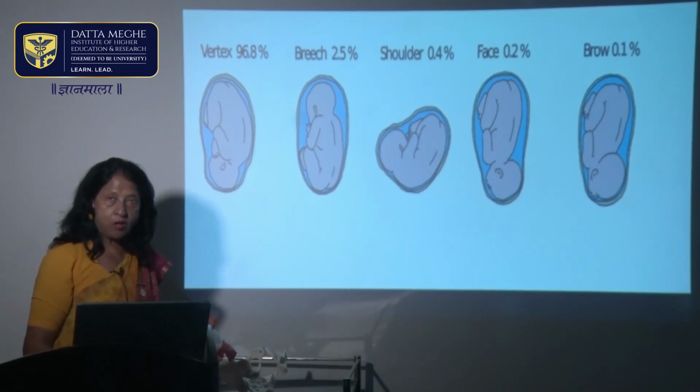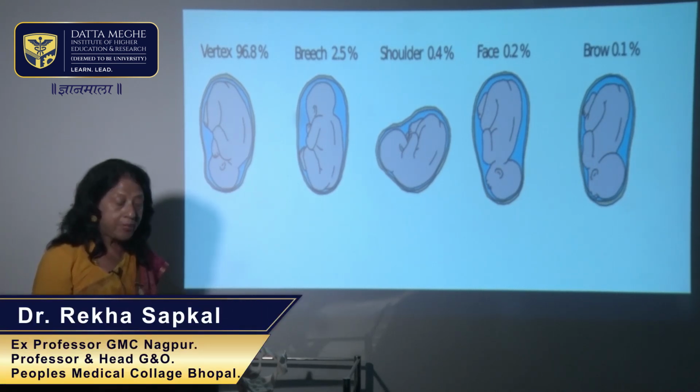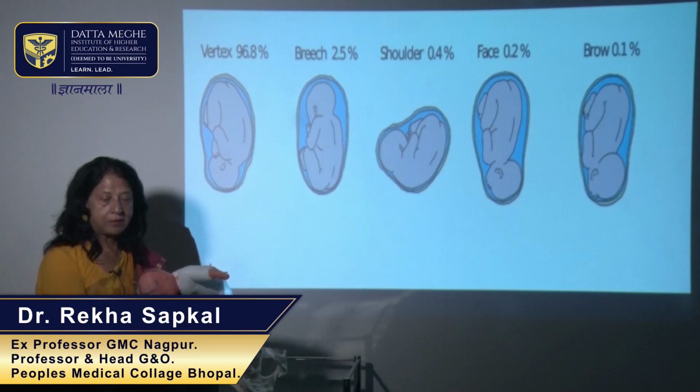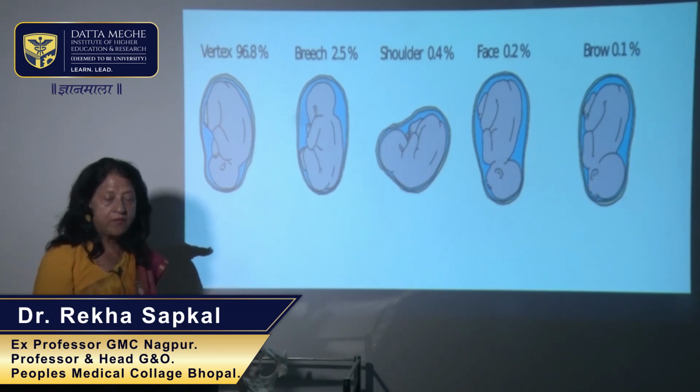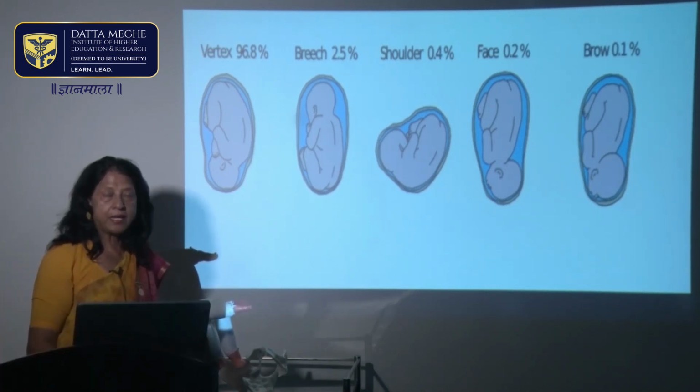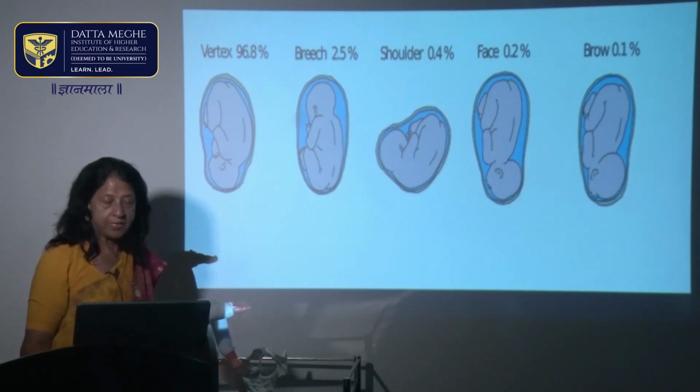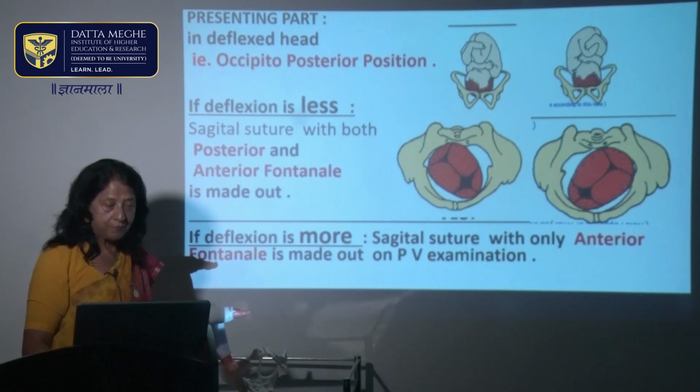Vertex presentation is commonest, 96.8%. After that comes the breech, means the podalic pole is low down. Next one is the shoulder, then face, and brow is the rarest one. Brow presentation is the rarest presentation seen in practice.